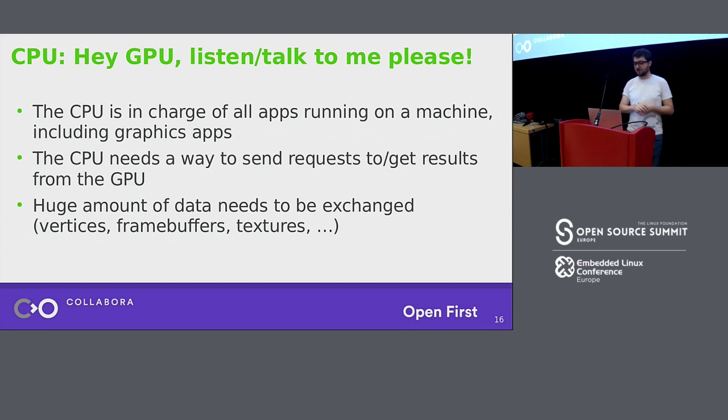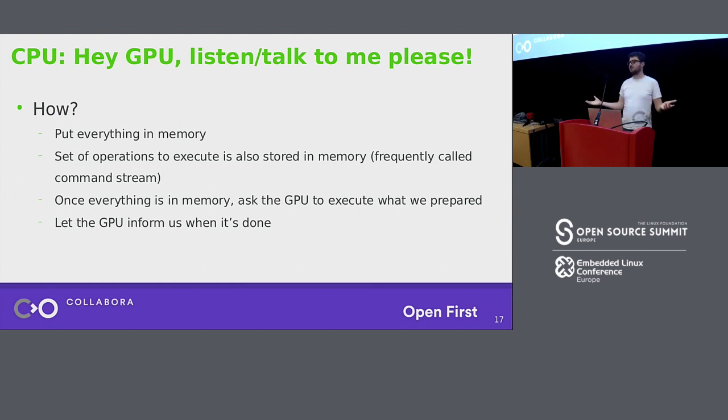The CPU is here to deal with all the apps which are running on the machine, but it's also here to ask the GPU to do something. And when it asks the GPU to do something, it has to pass a lot of data. Think about vertices, think about all the textures, and all the stuff that actually represents a huge amount of data. So how do we do that? Well, the simplest way is to just put everything in memory, then tell the GPU, okay, everything you need to execute this is in memory at this position. And go, do what you have to do.